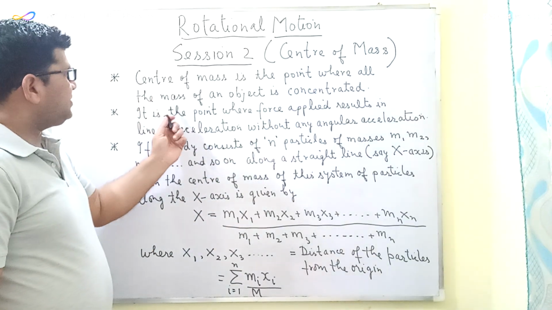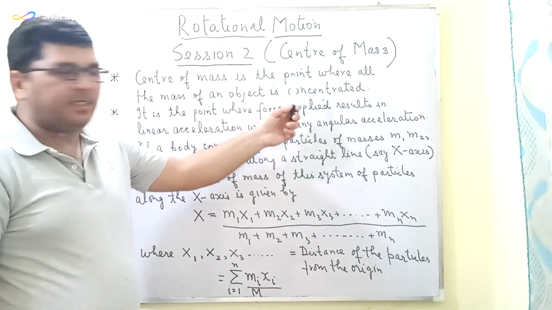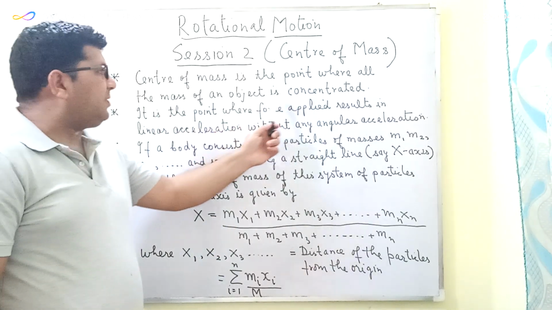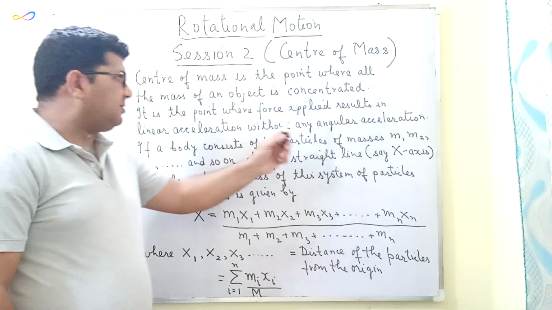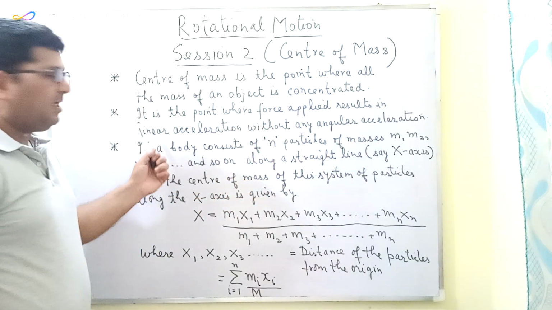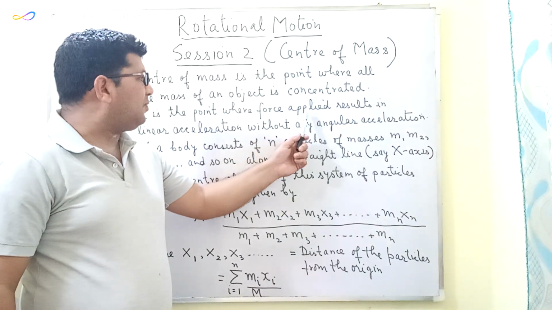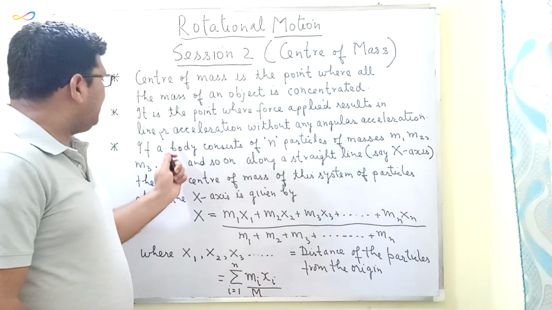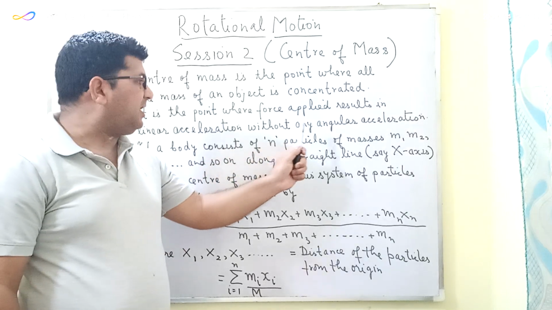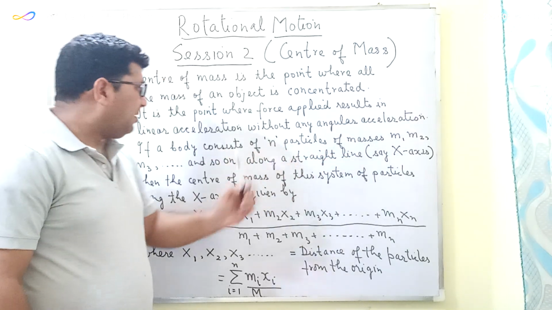Now the center of mass is the point where all the mass of an object is concentrated. This is the first definition, and the second important definition is that it is the point where the force applied results in linear acceleration without any angular acceleration.